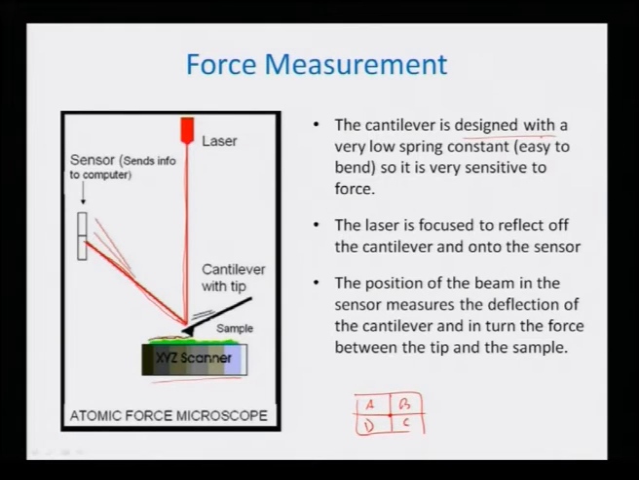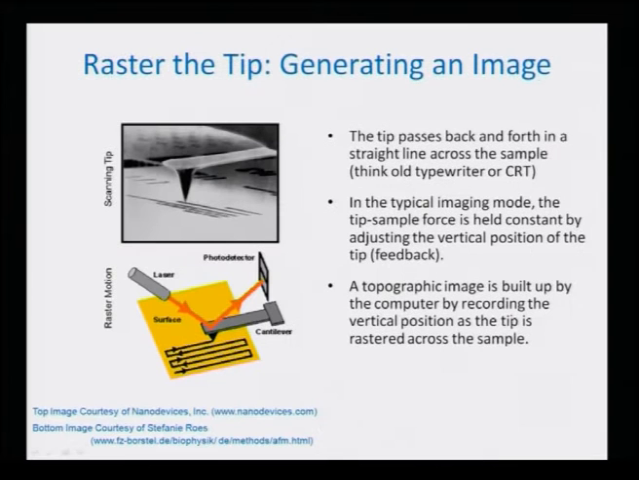A laser is focused on the cantilever surface, so that it can be reflected back to the sensor, and the position of the beam on the sensor measures the reflection of the cantilever beam, and this in turn can give us the value of the force. Obviously, this has to be done by rastering, just like AFM or STM, and these images are taken from Nano Devices Corporation, which makes these instruments.